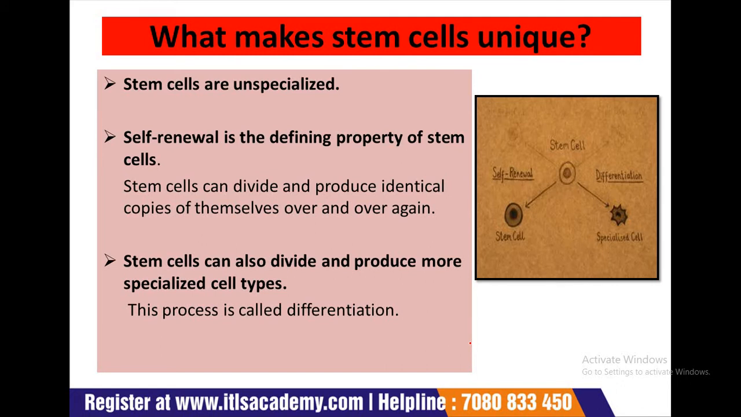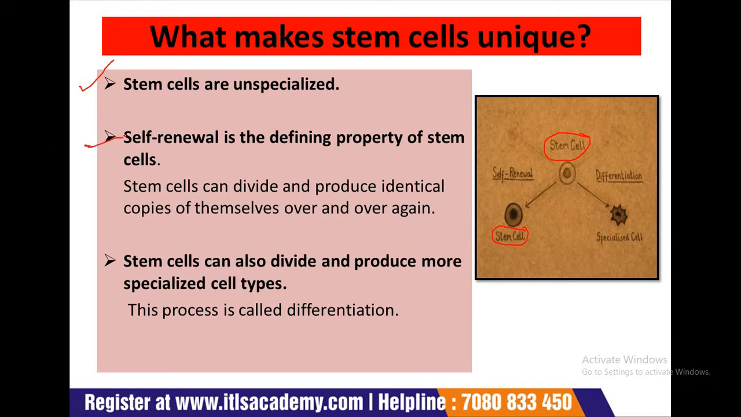Now the question is, what makes stem cells unique? In this picture you can see the stem cells are self-renewing and differentiate into specialized cells, and self-renew and again convert into stem cells. So first we will discuss that stem cells are unspecialized cells. Unlike a red blood cell which carries oxygen through the bloodstream or a muscle cell that works with other cells to produce movement, a stem cell does not have any specialized physiological property.